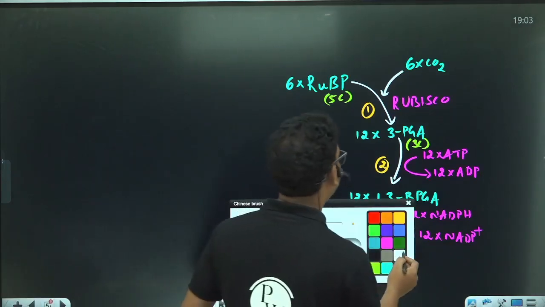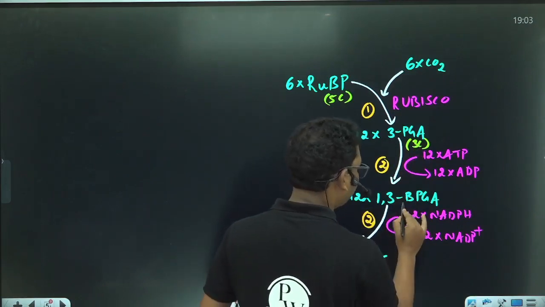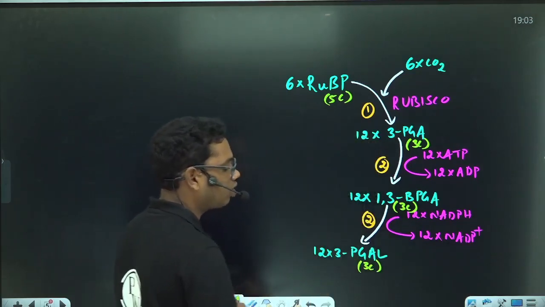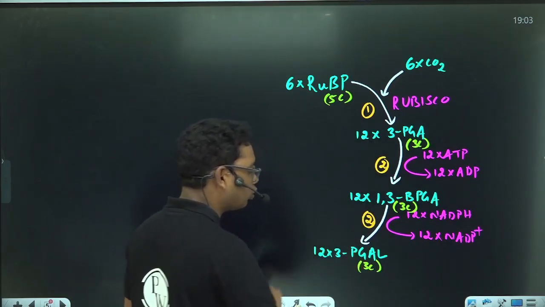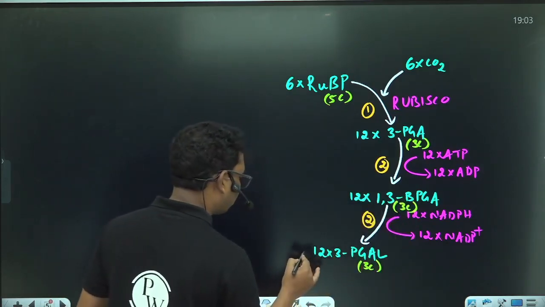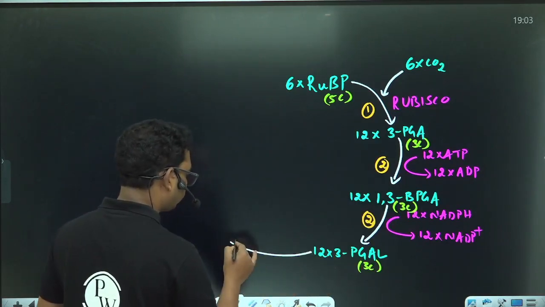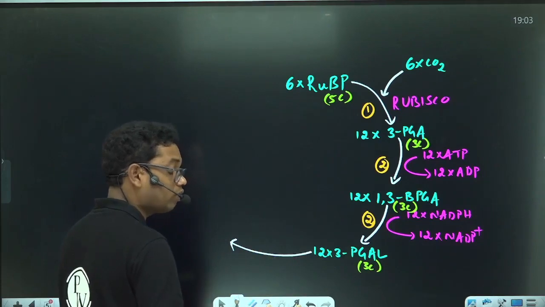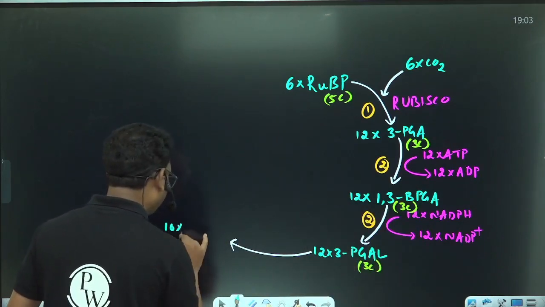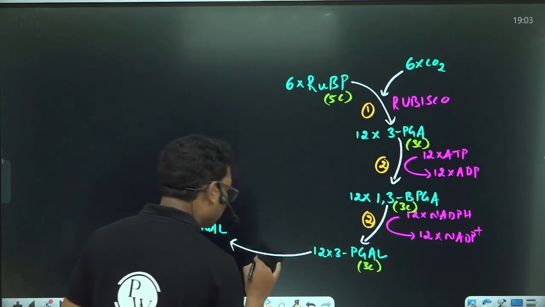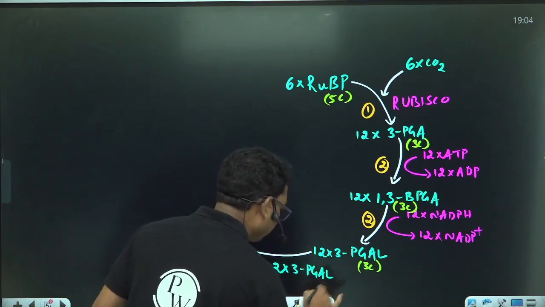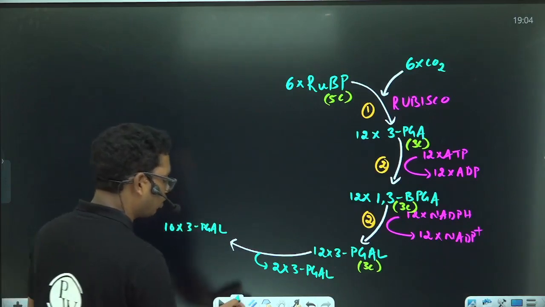Remember, here three carbons are there, and here also three carbons are present, and here also three carbons. At the end of the reduction phase we are getting 12 molecules of 3-phosphoglyceraldehyde. I can divide these 12 molecules of 3-phosphoglyceraldehyde into two parts: 10 molecules of 3-phosphoglyceraldehyde, and 2 molecules of 3-phosphoglyceraldehyde.